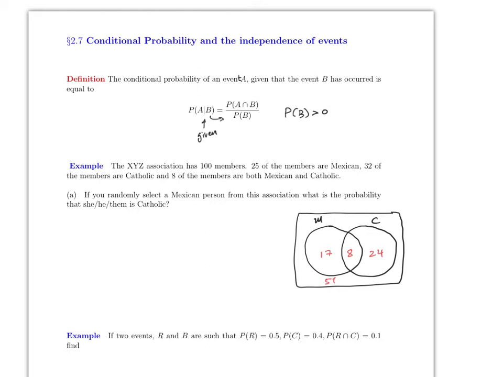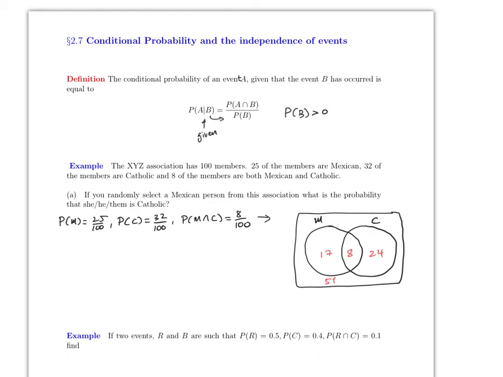So now notice that this is already telling you the following. This is what you already know. You already know the probability that somebody is Mexican is 25 over 100, so that's given. Or the probability that somebody is Catholic is 32 over 100. And also the probability that somebody is Mexican and Catholic is 8 over 100. Okay, so this is the given information. That's how I create the graph.